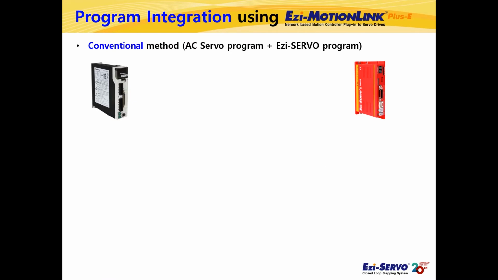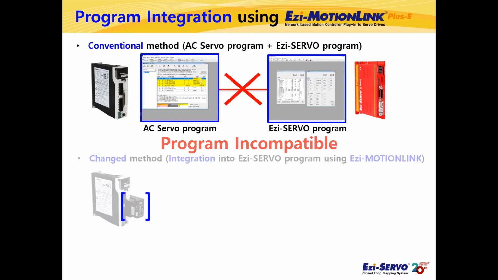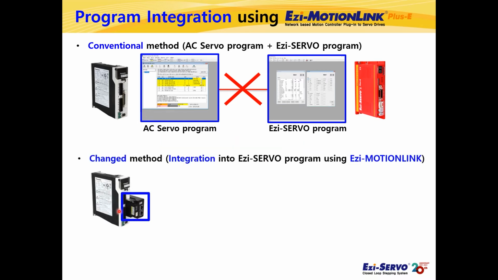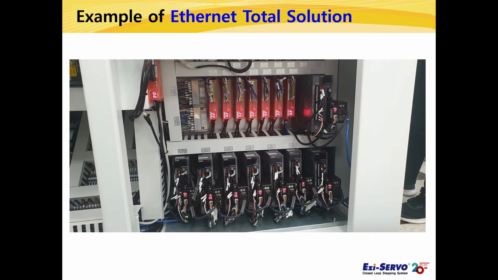Also, I mentioned that 2 different software environments were required to control 10-axis of Ezi-SERVO and 5-axis of Ezi-SERVO. But, if the customer uses Ezi-MOTIONLINK, 5-axis Ezi-SERVO can be used in the same Ethernet network and software environment using the API of Ezi-SERVO. In other words, a total of 15 axes can be operated with one program. I will show you a practical application example.